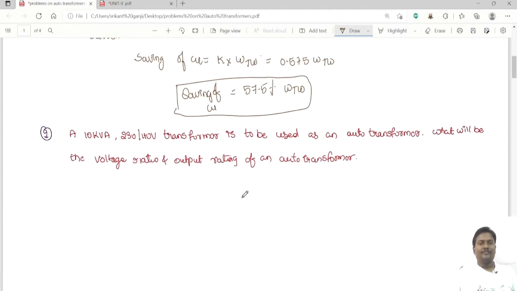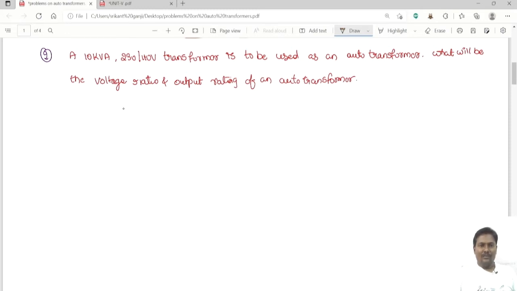Coming to the next problem, a 10 kVA 230 volts by 110 volts transformer, that is a 2 winding transformer, is used as an auto transformer. What will be the voltage ratio and output rating of the auto transformer? So this is a 2 winding transformer, and it can be used like this.